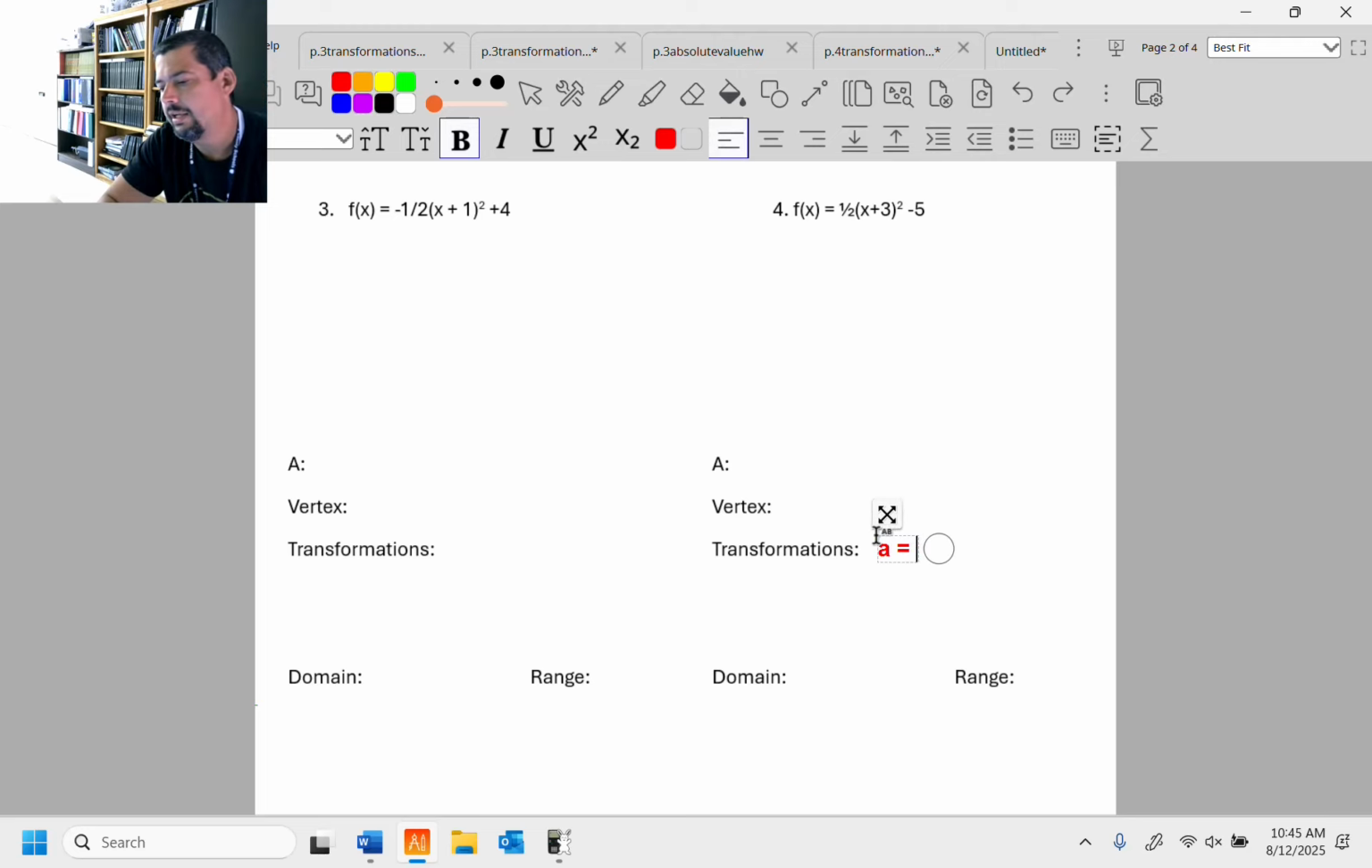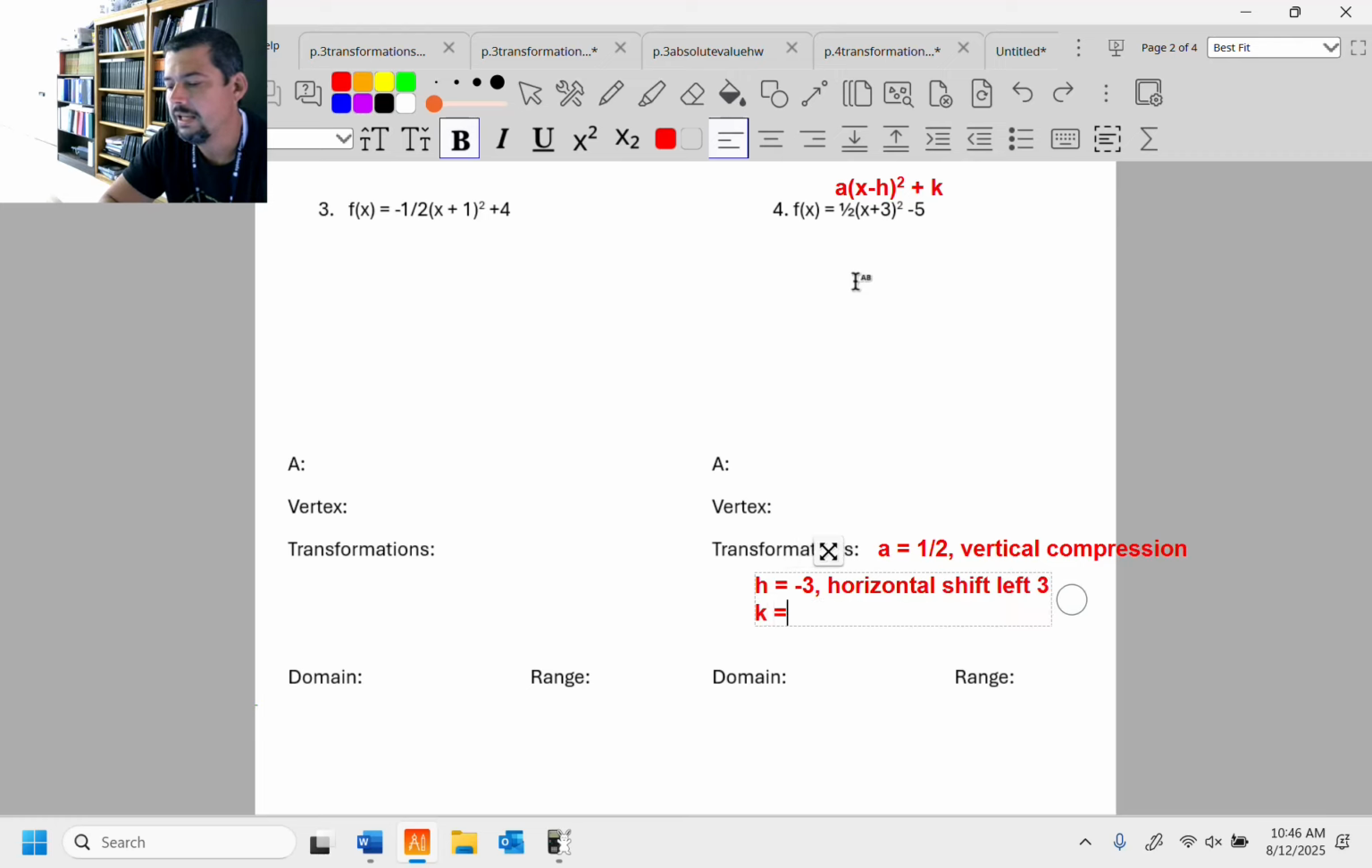So I see that A is 1/2, and it is positive. This tells me I have a vertical compression. What else do I see? Let's go ahead and put the lineup process here: a parentheses x minus h quantity squared plus k. So I see that h is not 3, it's -3. Always opposite when you leave those parentheses. This tells me I have a horizontal shift, we'll use shift this time, of left 3. I see that k is -5, again according to the lineup process up here. This tells me that I have a vertical shift of down 5. That's really as hard as this is.